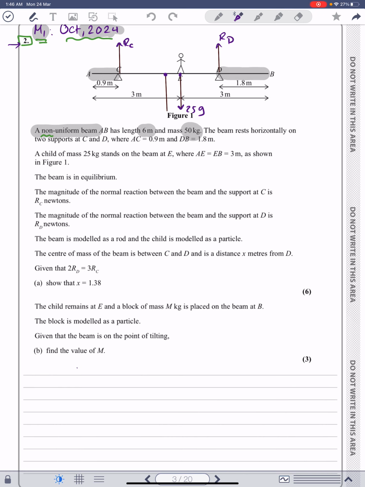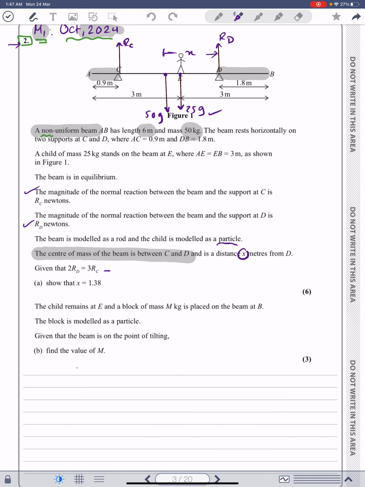The beam is in equilibrium, RC and RD are shown. The beam, of course, is modeled as a rod, and the particle has a weight like we did. So this here is 50G, which is the weight of the beam. Here's an important key statement: the center of mass of the beam is between C and D and is a distance of X meters from D. So show yourself and the examiner that this is X meters.